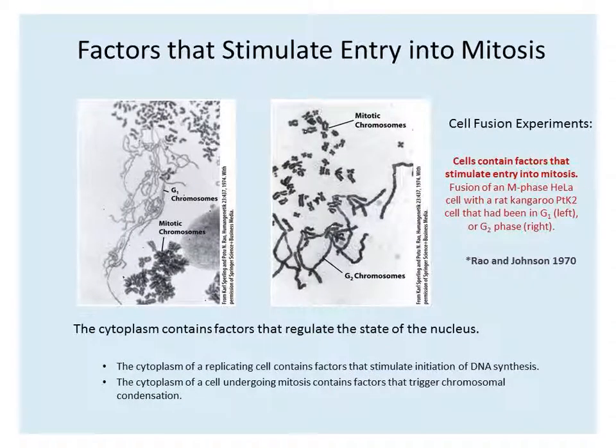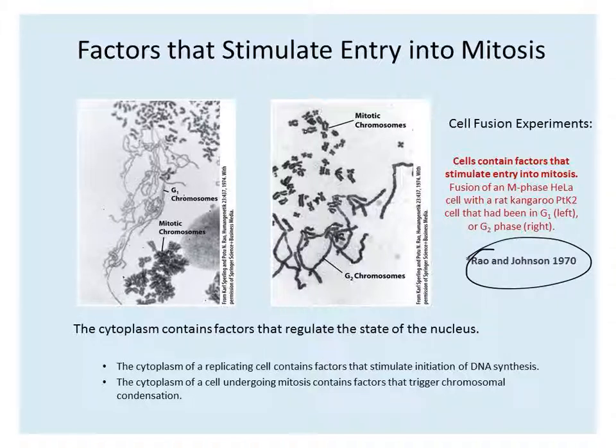So some time ago, in the late 60s, early 70s, it was thought that there had to be some sort of factors that would help stimulate cells to enter into mitosis. And there were two scientists, shown here, Rao and Johnson, that published results identifying the fact that mitosis required specific key factors to initiate key events of mitosis, so for a cell to enter into mitosis.